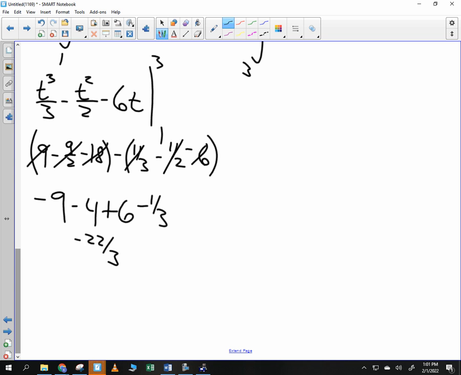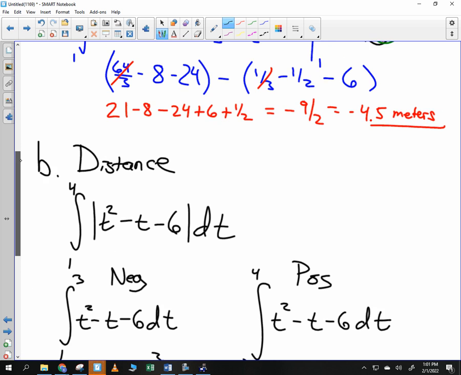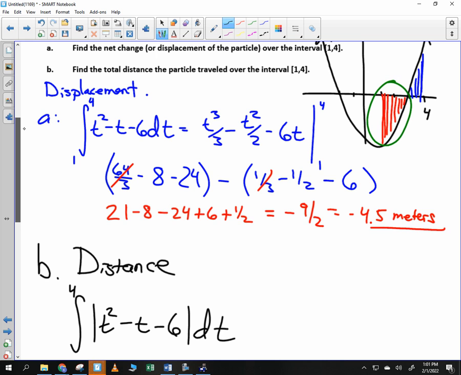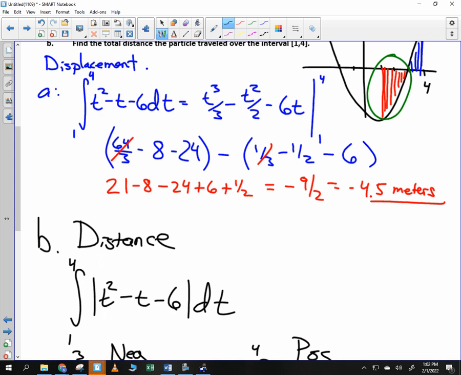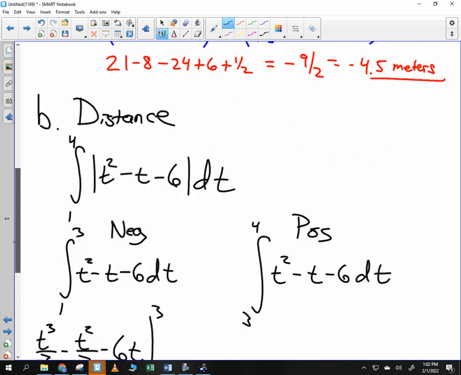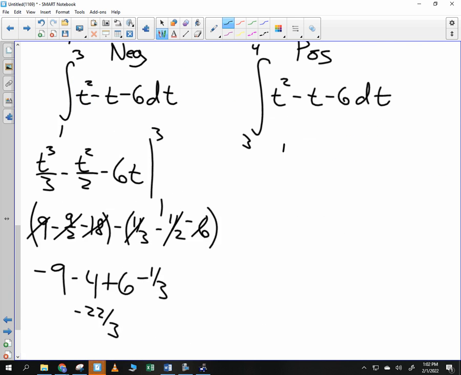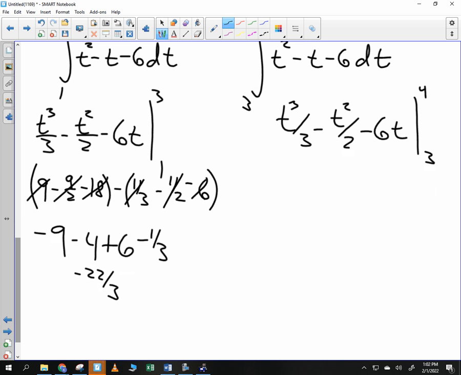Shouldn't it be positive? What are we finding again, folks? Finding the red area, right? So I expected negative, but we'll flip it and make it positive, because we traveled 22 over 3 units in the left direction. So we'll count that as positive in a little bit. First, let's do the other side. I have t cubed over 3 minus t squared over 2 minus 6t. Determine that from 3 to 4. All right. Plug in 4, what do we get?